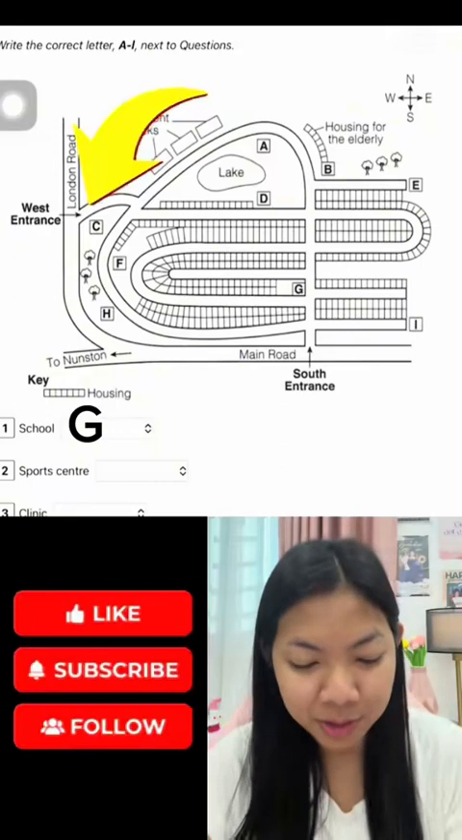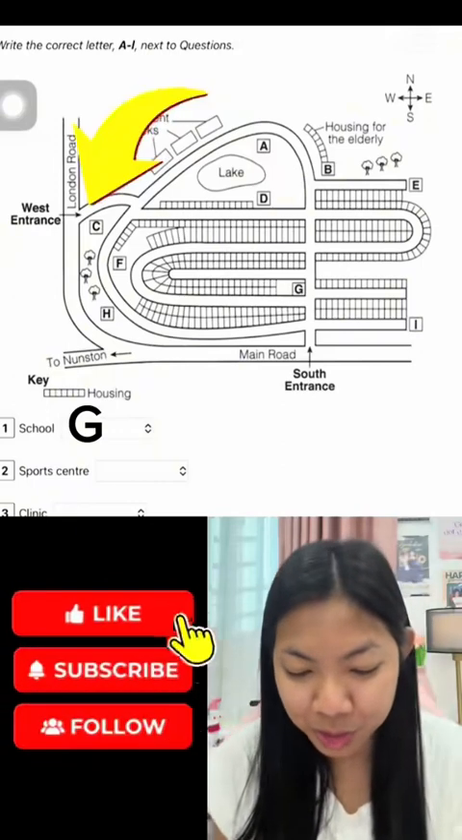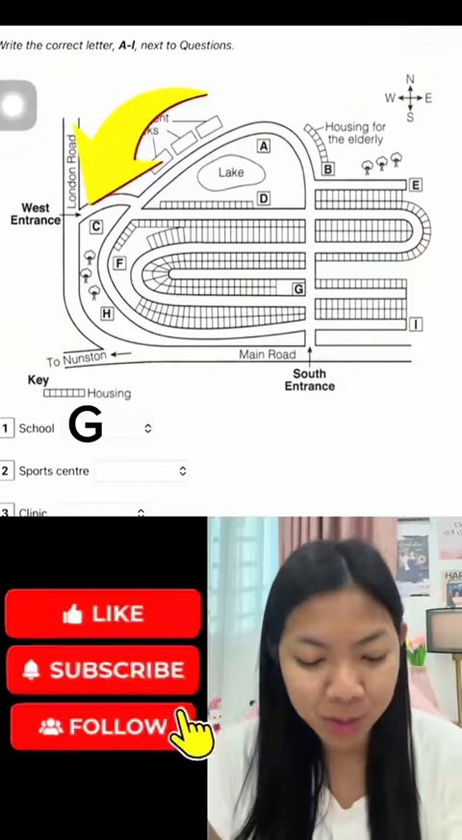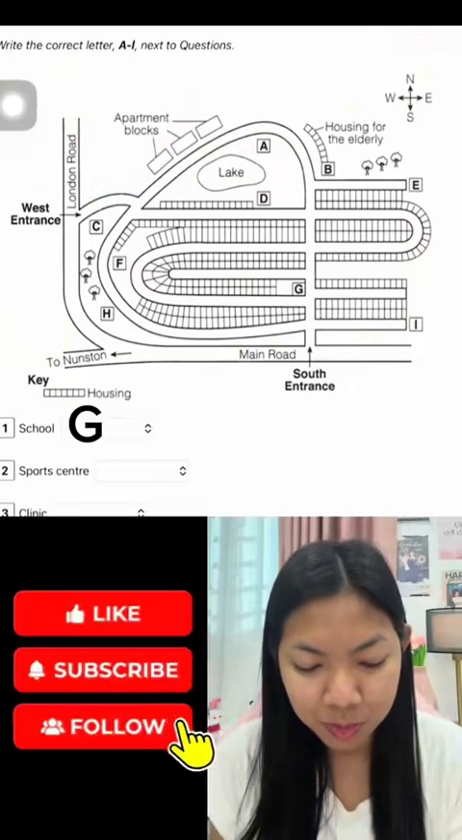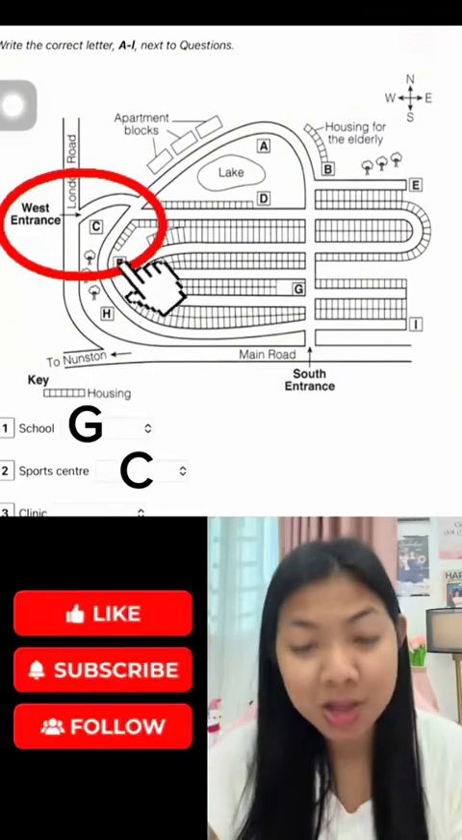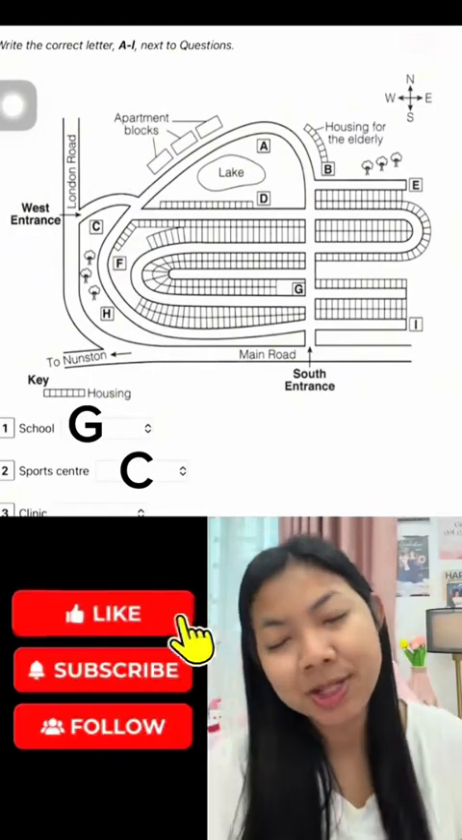Okay, so they mentioned the western side now, so you should know that we start from the west entrance. It's below the road that branches off from London Road. Yeah, the answer for this one is letter C.